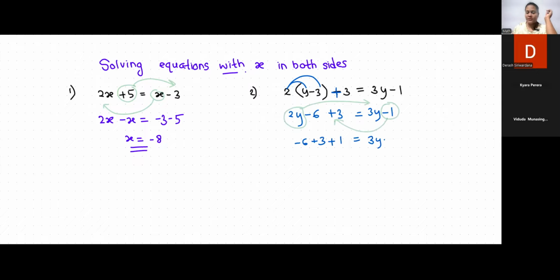Then minus 6 plus 3, different sign, subtract. 6 minus 3 is 3, sign of the bigger number. Minus 3 plus 1. 3y minus 2y is 1y. Again different sign, subtract. Minus 3 plus 1. 3 minus 1 is 2, sign of the bigger number. y is equal to minus 2. So this is how we solve equations when x or y or any algebraic symbol is in both sides.